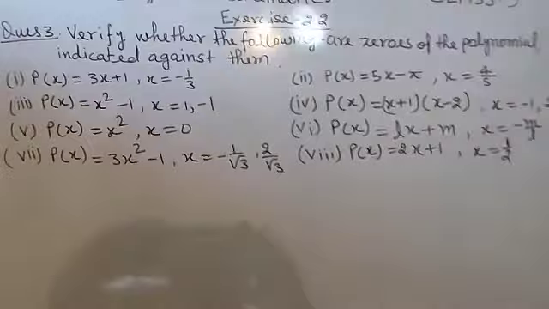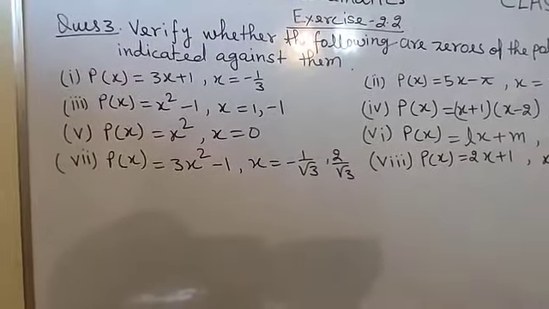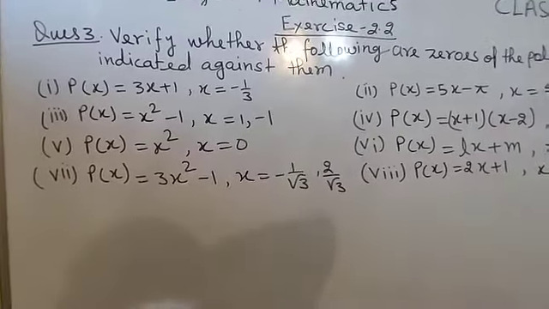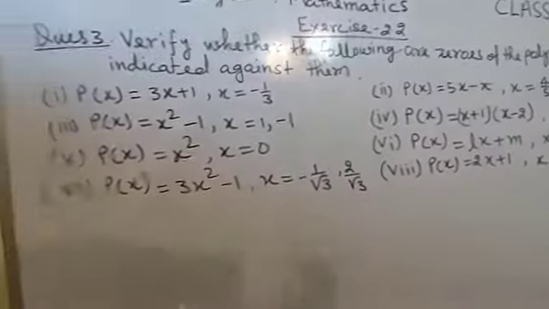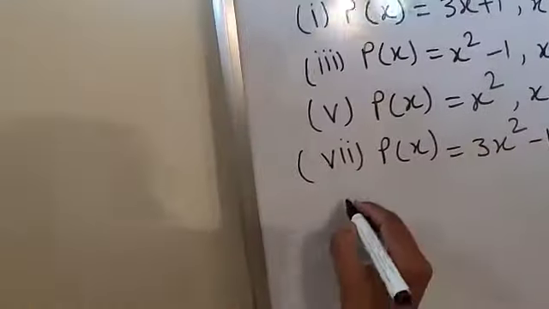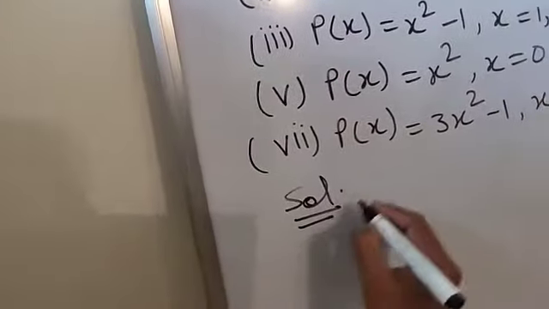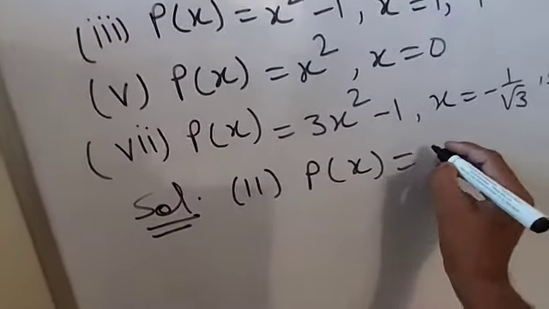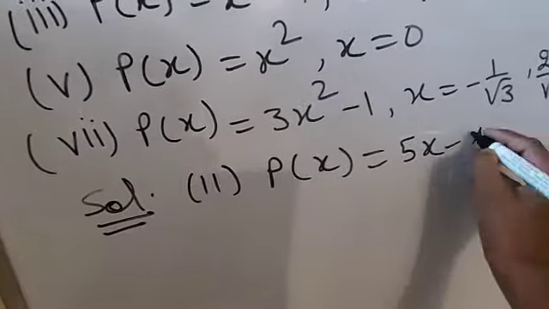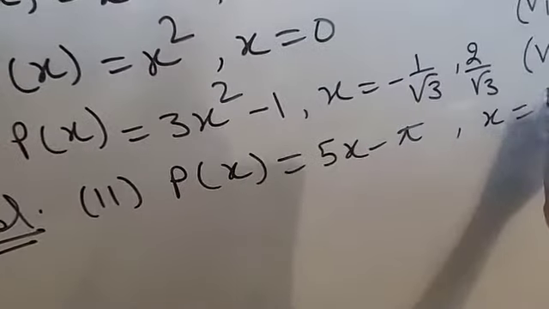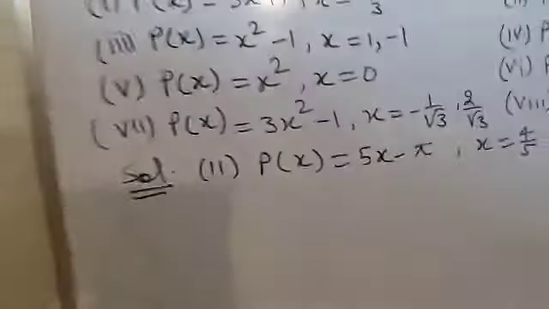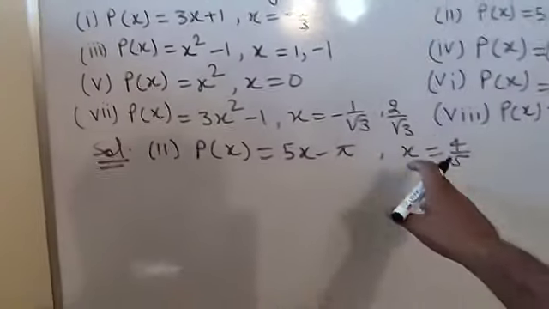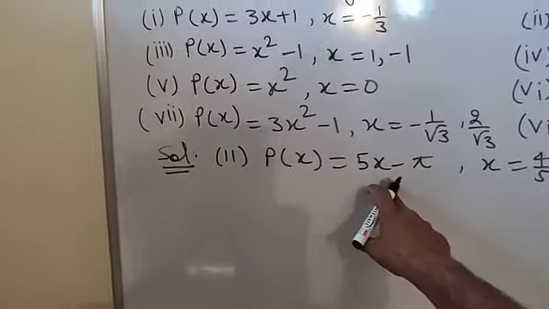So here I am going to solve certain parts, and whatever the remaining parts are, you need to solve by yourself. Now here I am going to solve the second part. Here I am going to give the solution of the second part. In the second part the polynomial is given, px equal to 5x minus pi, and x equal to 4 by 5. So you need to check whether x equal to 4 by 5 is a zero of this polynomial or not.